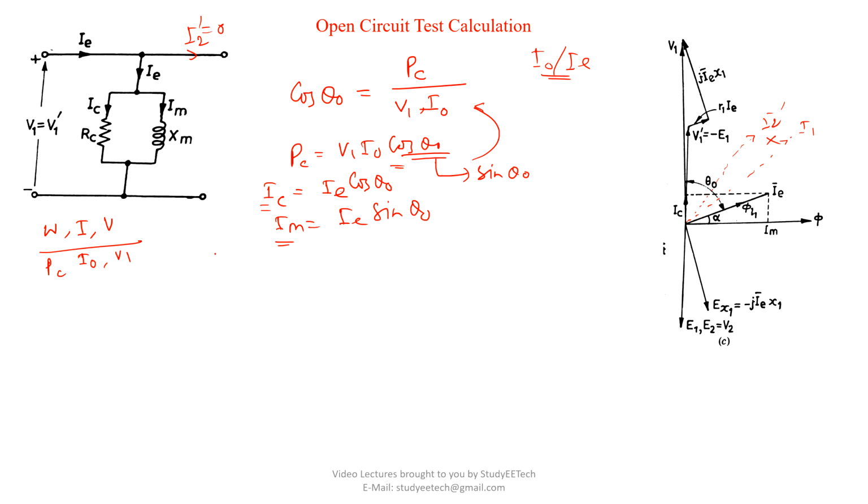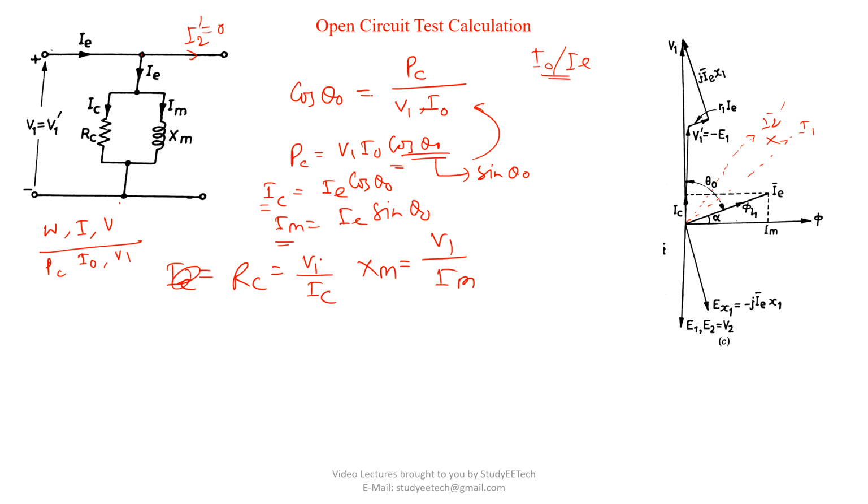Once you have calculated IC and IM, the core loss resistance RC will be this voltage divided by this current, and IC is known to you, and V1 is known to you. So RC is V1 by IC, and XM can be written as V1 by IM, right? So using this we can calculate RC and XM. Okay, is it clear?